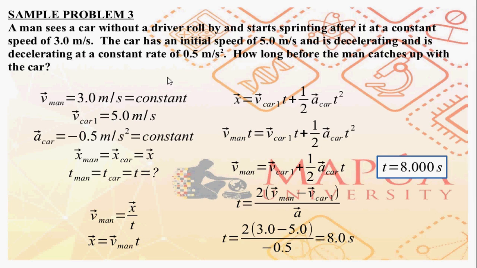We are looking for time t, so isolating time t, we get an equation with all the known values. We know V man, we know V car 1, we know A car. Plugging in the values, we are able to calculate the time of travel. 8.000 seconds.